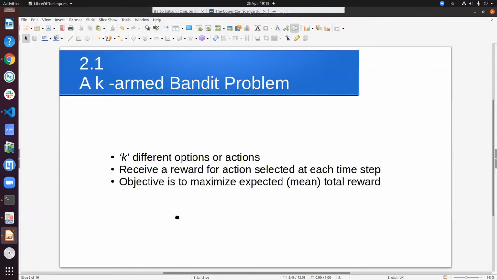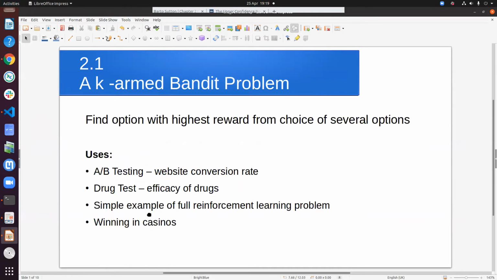So the problem is, and the reason they have this in the book at all is that the bandit problem is a very simple illustration of the full reinforcement learning problem. When we get onto the full reinforcement learning, you're dealing with states, and in a state there are possible actions. So the bandit problem is effectively just a single state where you have various choices to make.